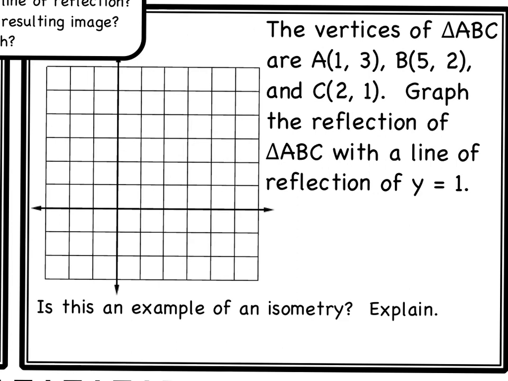Now, the next example that we have is actually the same exact triangle, but we're just reflecting over a different line. So the first thing I'm going to do is redraw that triangle. So A is at (1, 1). There's my A. B is at (5, 2). And C is at (2, 1).